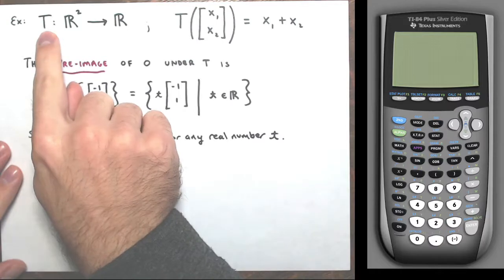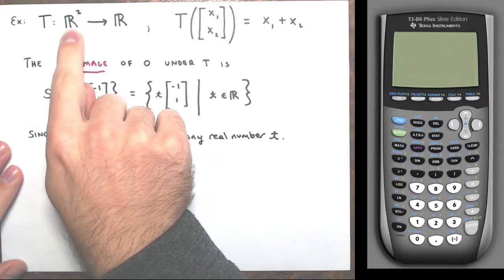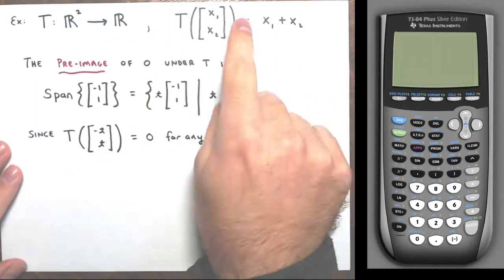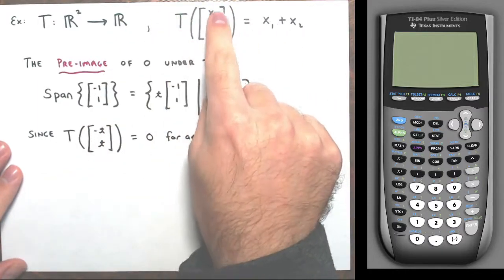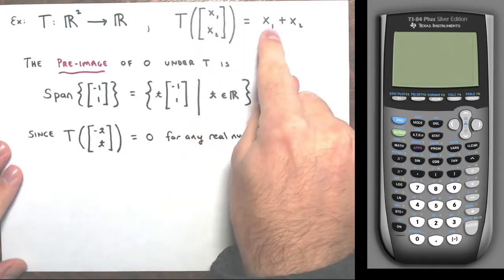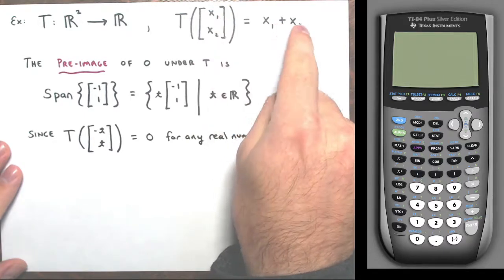So for instance, say my transformation T here is from R2 to R, so now my inputs are vectors with 2 components, and my outputs are simply a real number. And here's the rule. T of the vector (x1, x2), my input is a vector from R2, my output is a real number, just the sum of the 2 components, x1 plus x2.